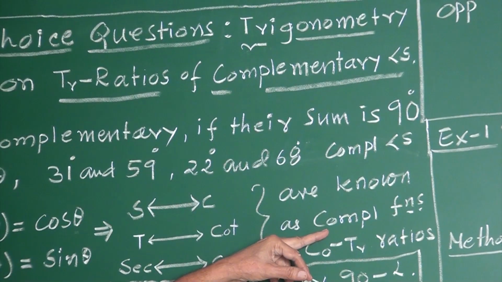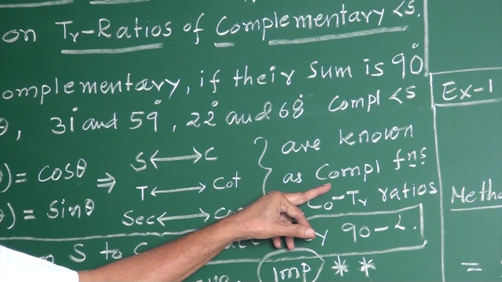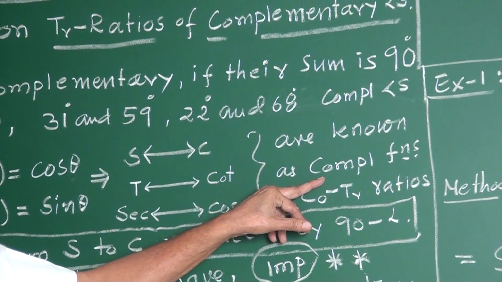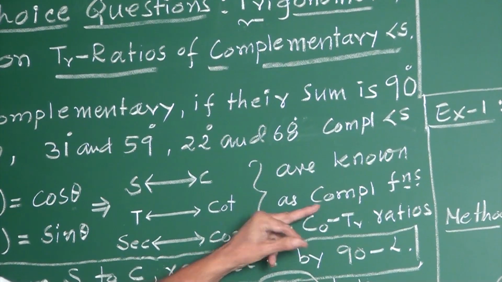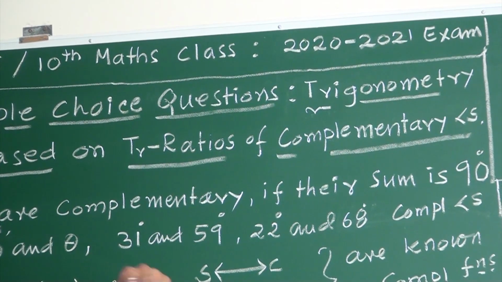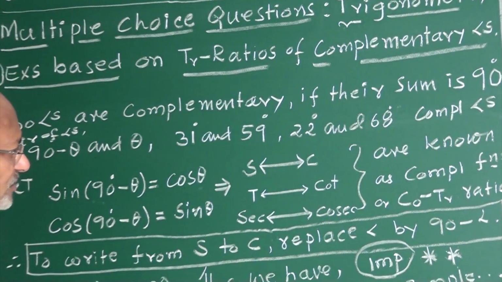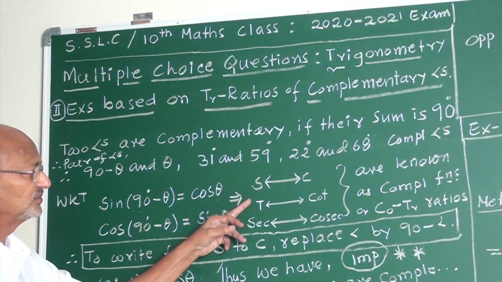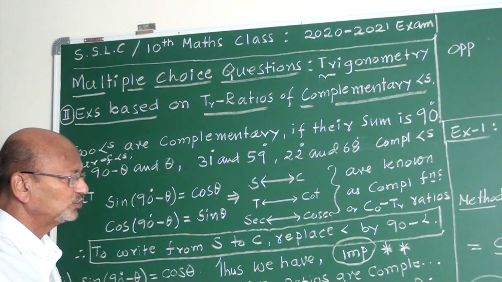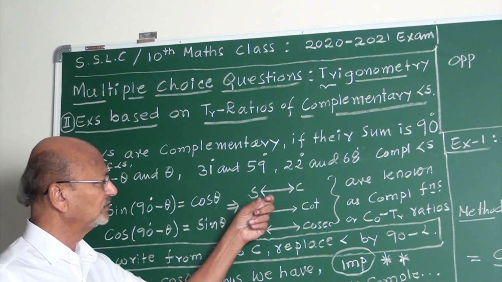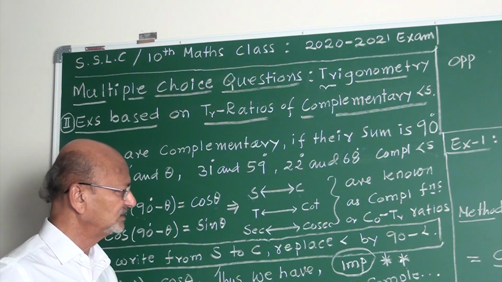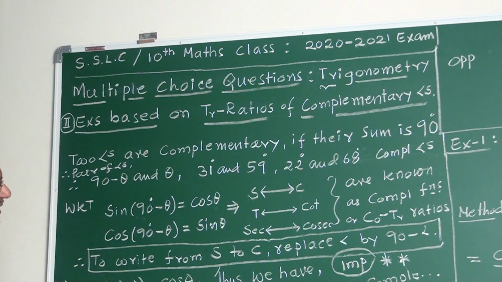But here we refer to them as complementary functions. Sin and cos are complementary functions. Tan and cot are complementary functions. And sec and cosec are complementary functions. This is important because of the multiple choice questions this year. Sin, cos, tan, cot, sec, cosec are called complementary functions, otherwise co-trigonometric ratios of one another. The co-trigonometric ratio of sin is cos, of cos is sin, of tan is cot, of cot is tan, of sec is cosec, and of cosec is sec.